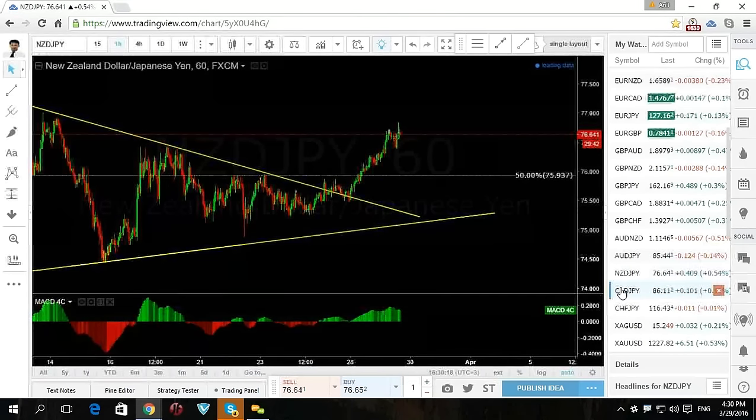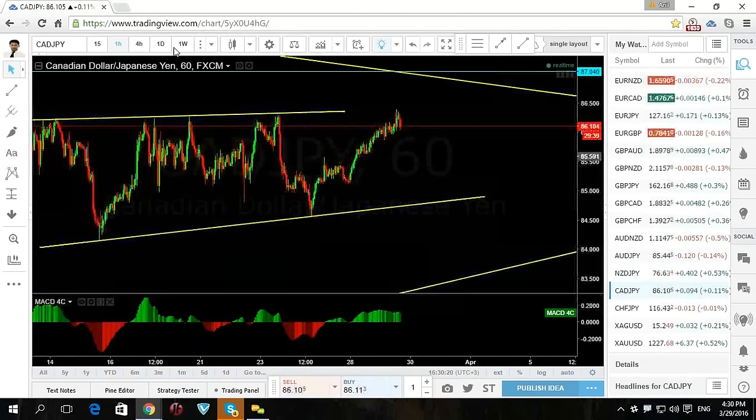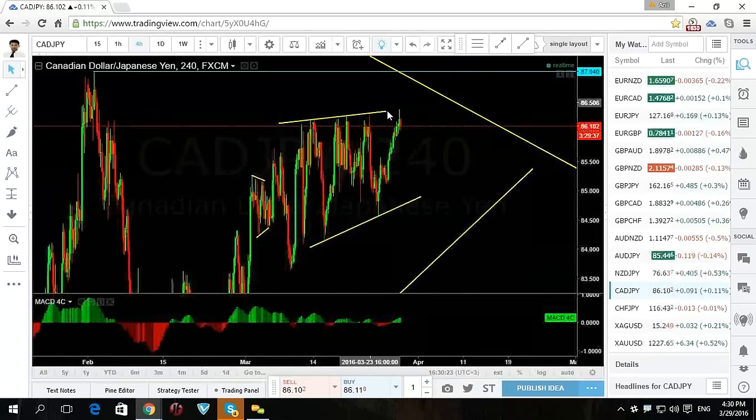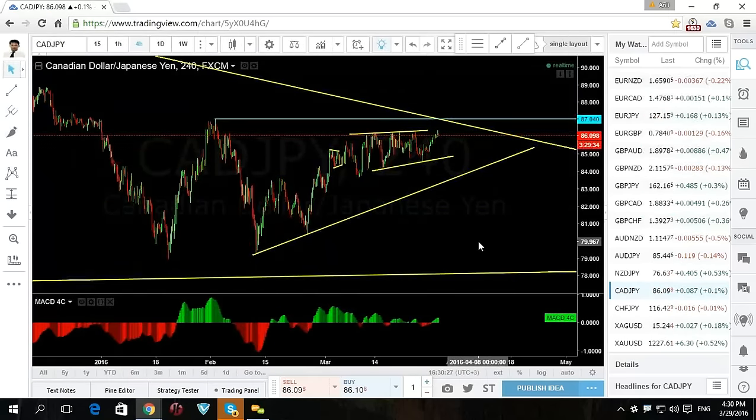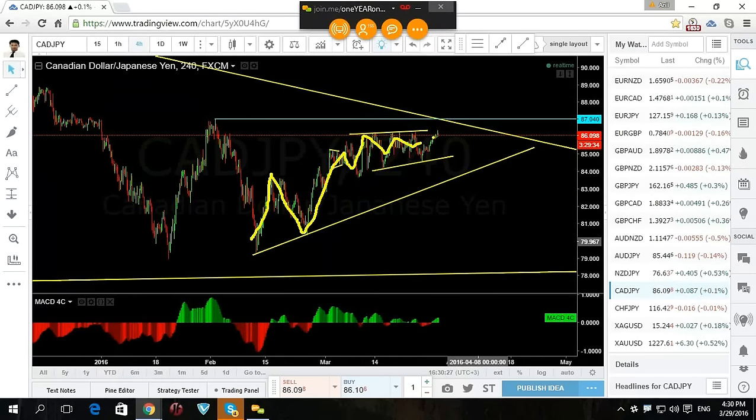So CAD Yen, similar structure. We did get back to this top. Here is where you've got to be careful with CAD Yen. See this structure here that we're in? It looks very, very corrective. We're trying to retest that top there, and there's a chance we could break down from there. Very strong chance it could break down from there.